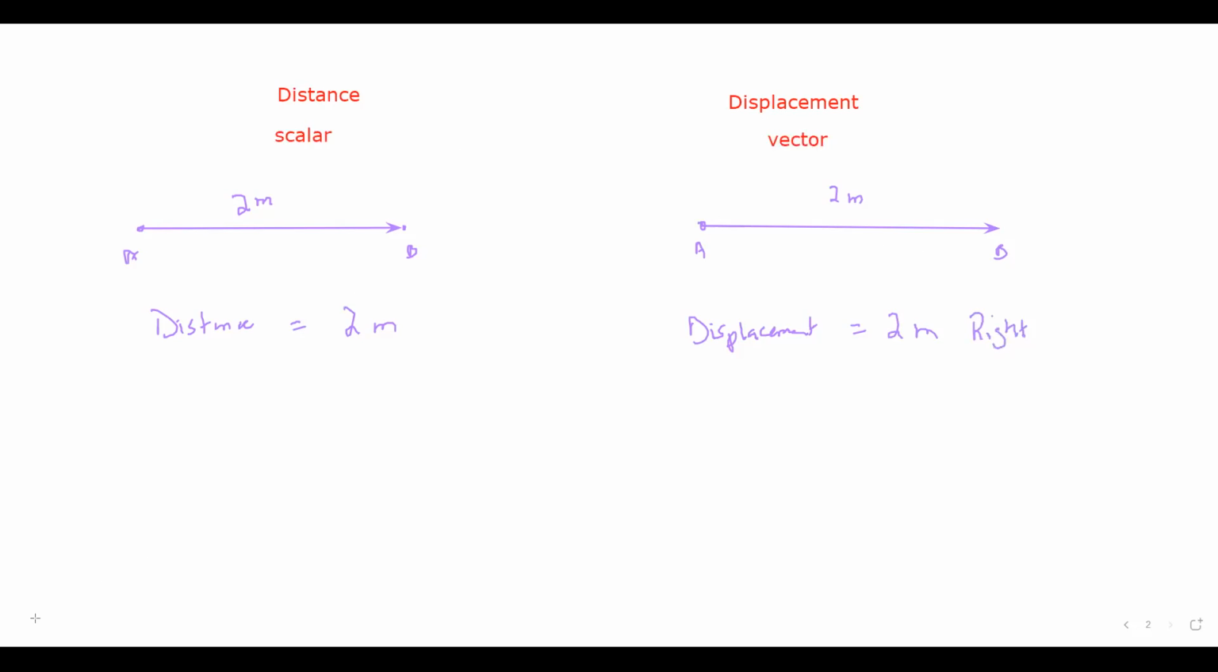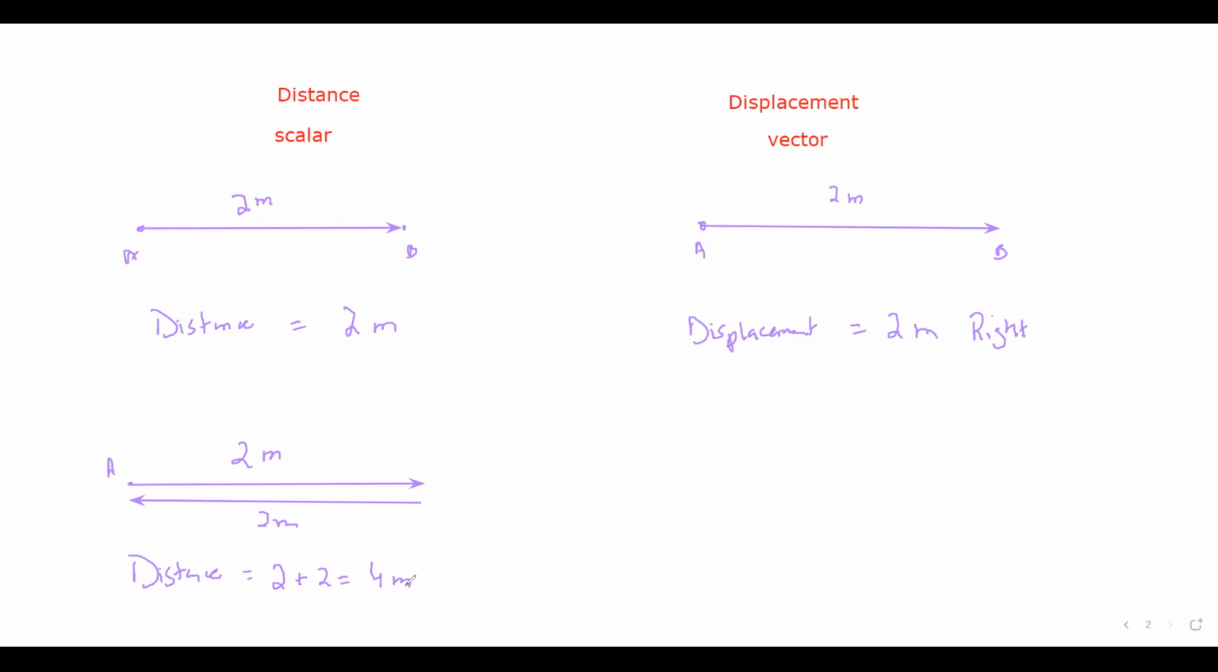Another example: if an object covered 2 meters towards the right hand side and then returned back to the same starting point, what is the distance traveled by the object here? The object first moves 2 meters and then returns 2 meters. So it will be 2 plus 2. The distance traveled will be equal to 4 meters.